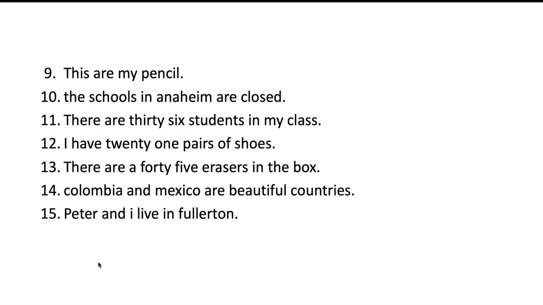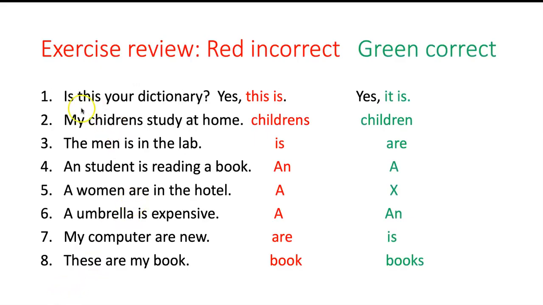Okay, now that you come back, we are going to review your answers together, okay? In number 1, we have, is this your dictionary? You have, yes, this is. The red is what is wrong, so the red are the mistakes, and the green is the correct answers. Number 1 is incorrect. You should answer, yes, it is. Remember, if you ask with this, you should answer with it.